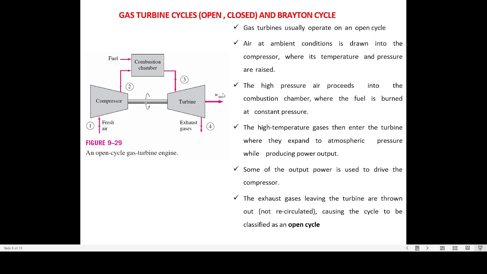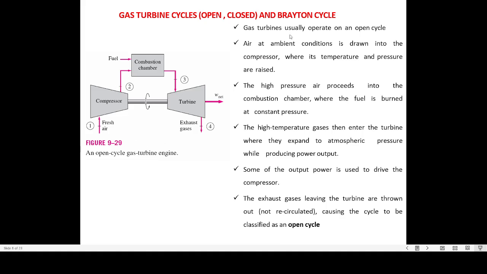At the other end of the turbine we can see the W net, that is the net work which can be obtained from the gas turbine power plant, right? So that is the description for this open cycle gas turbine power plant.